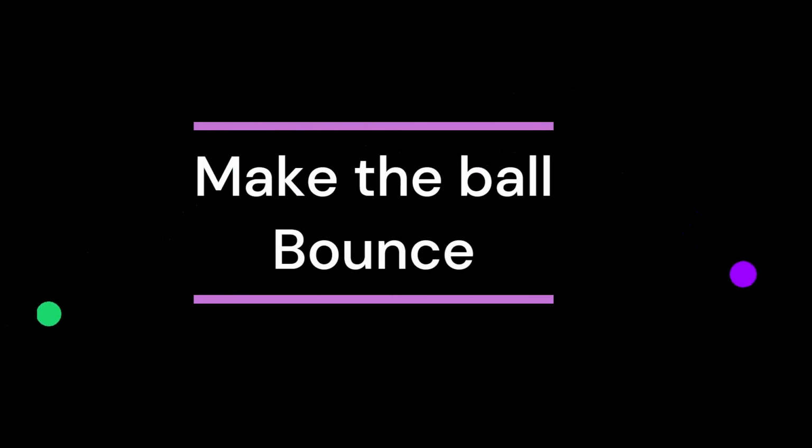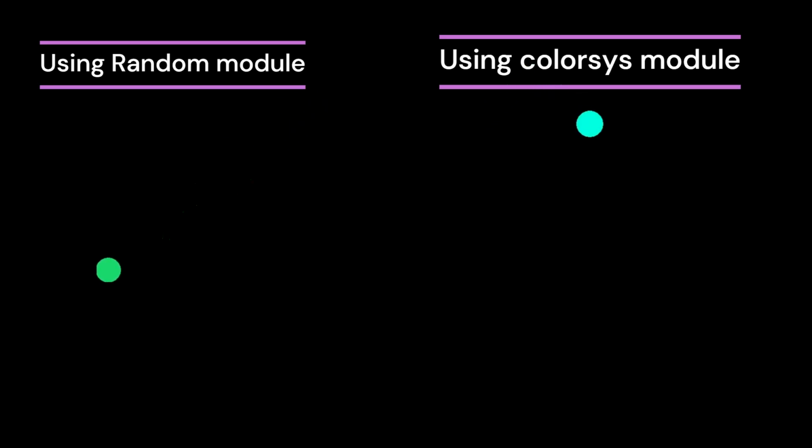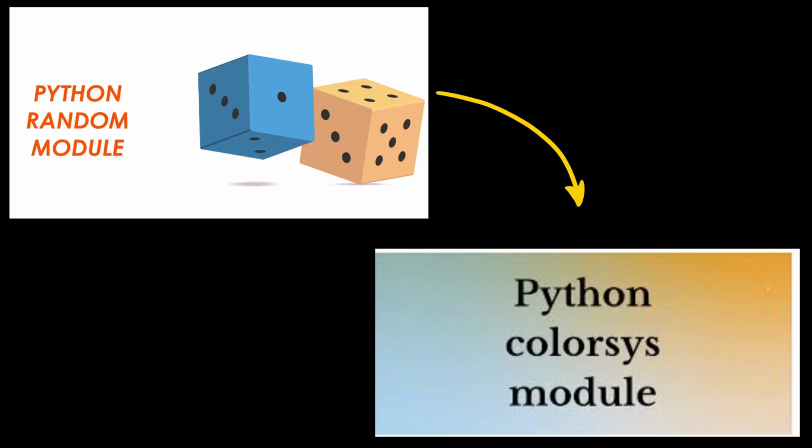In our last video, we made a ball bounce and change colors randomly. It worked, but let's be honest, it's a bit chaotic. The colors jump, they flicker, and sometimes you get a brown or a grey that doesn't even pop up. Today, we are moving from random to the Colorsys library.